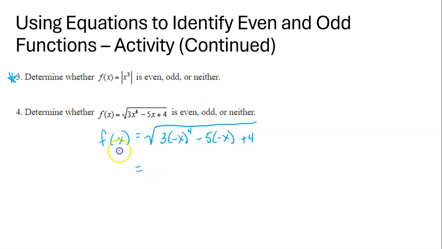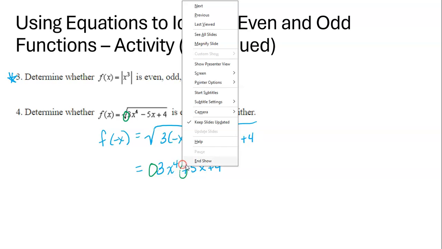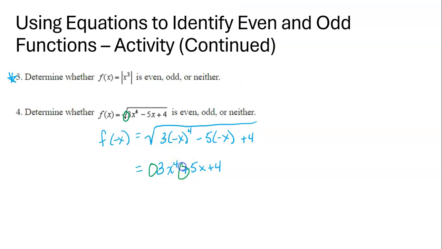Okay, so this is going to be 3. This becomes positive, so that's x to the 4th. This is positive. That's positive. So let's see what happened to our signs. So this one is the same, coolio. This one changed. This one changed. And this is the same. So actually this is same, changed. So this is a neither.